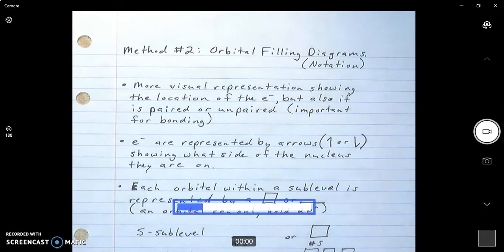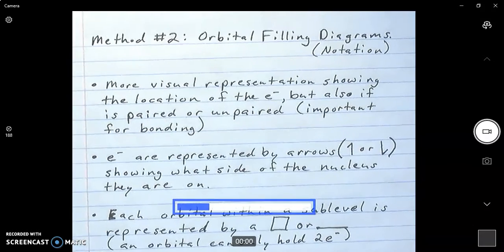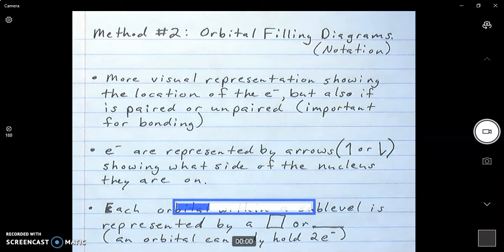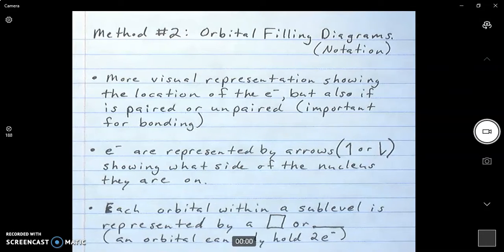The second method of showing where electrons are in the clouds of atoms is to use what we call an orbital filling diagram, or sometimes they're called orbital filling notation. It is a more visual representation of showing the location of the electrons, but also it shows if the electron is paired or unpaired. And that'll make more sense here in a minute. That is extremely important to help us understand bonding and how many bonds atoms are going to make when they do bond with other elements.